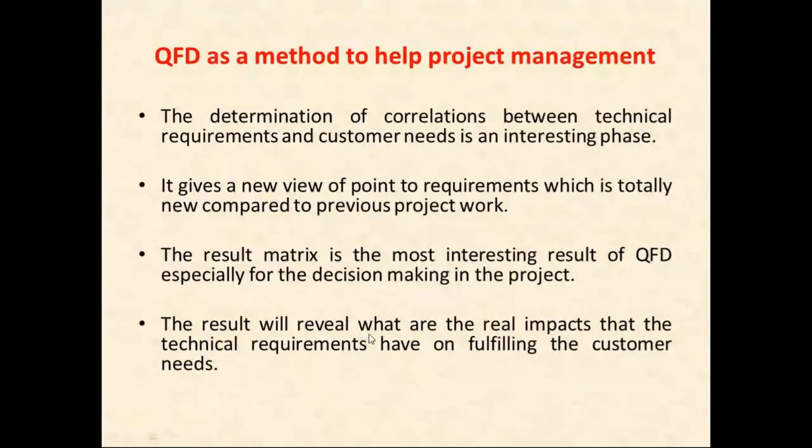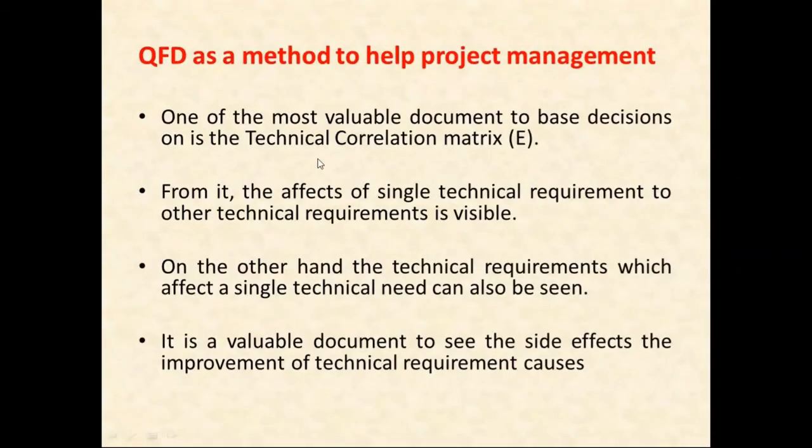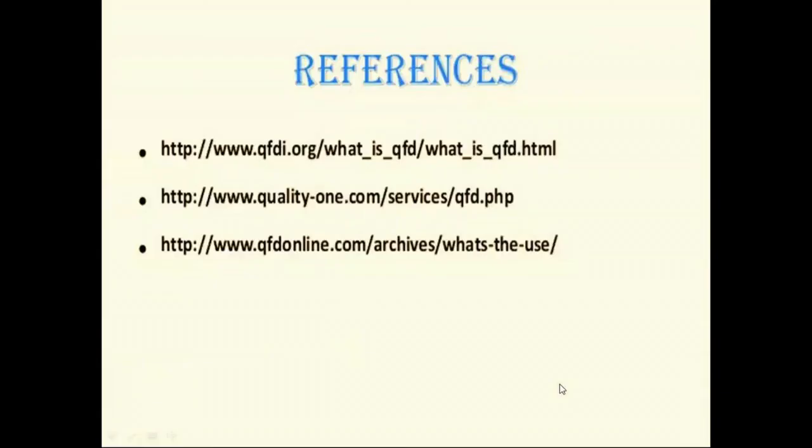The result that it will reveal is actually related to the real impacts that the technical requirements should fulfill for the customer needs. One of the most valuable documents to base your decision on is the technical correlation matrix. From this, the effects of a single technical requirement on the other technical requirements are visible. On the other hand, the technical requirements which affect a single technical need can also be seen, and it is a valuable document to see the side effects that the improvement of a technical requirement causes.